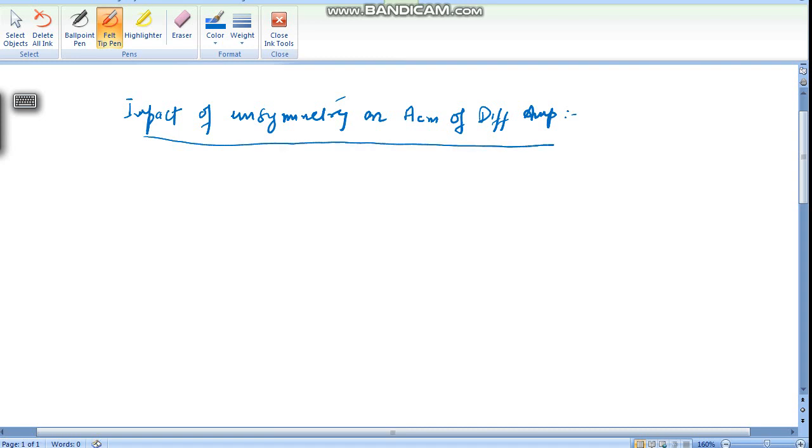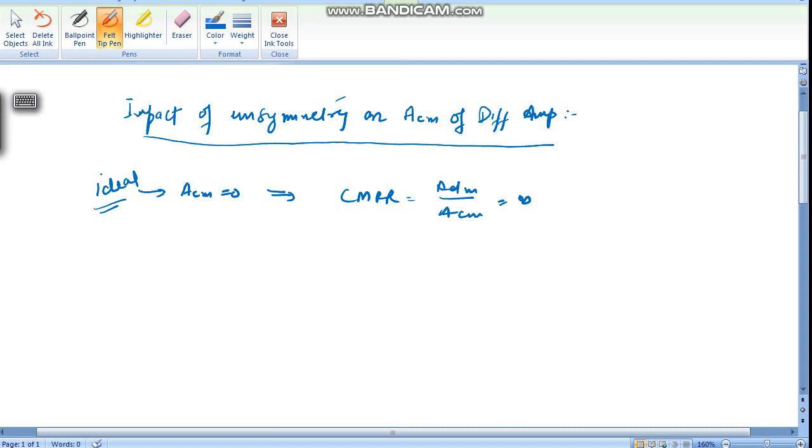So we want ACM equals 0, so that the common mode rejection ratio, ADM upon ACM, equals infinity. So this we want ideally. This is the ideal case.